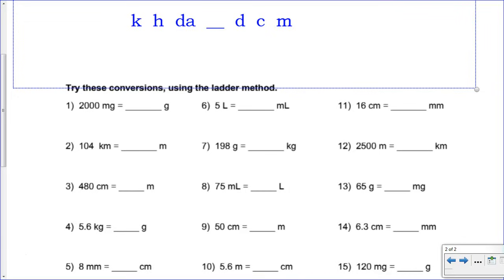I'm going to quickly go through a bunch of these. Using these conversions, the first one here is going from 2,000 milligrams to grams. In this case, we're going to move the decimal place over from milli to the base unit. That's 3 spots over to the left. So if you imagine the decimal place here and you move it over 3 spots to the left, you should get 2 grams.